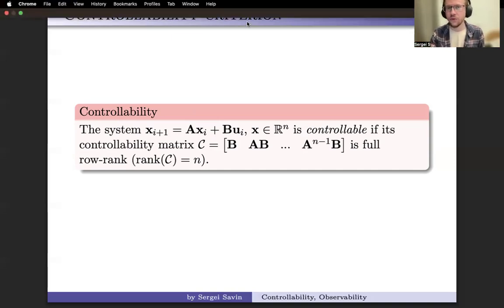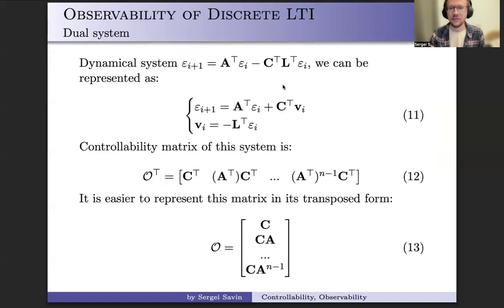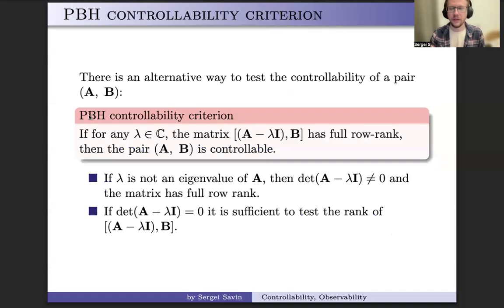Instead, software will offer you something else. Now, let me offer you something else. I would offer you a criterion that you should actually use in practice. We call it PBH, Popov, Bellman, Hautus, I think. Hopefully I don't misinterpret. If you call it the Popov criterion, it will be good enough.